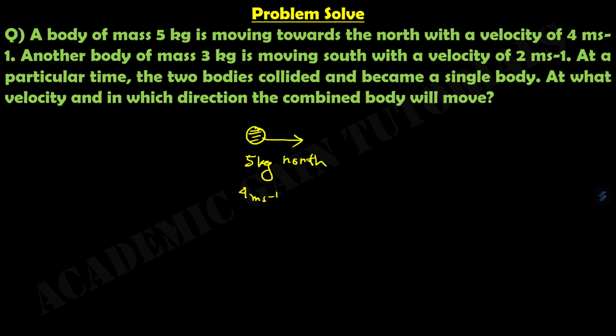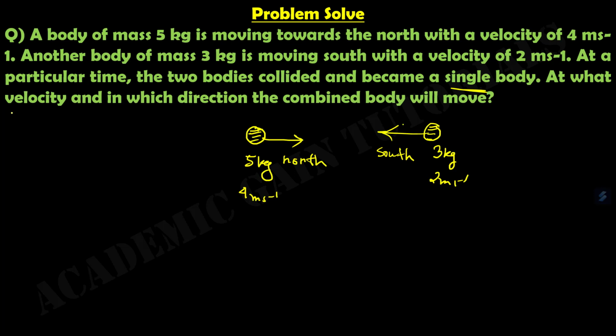So as this comes from north and another body is coming from south, suppose this is the south side, as north and south are opposites, so this is the south part and the mass of the body is 3 kg and the velocity is 2 meter per second. At a particular time the bodies collided and become a single body. At what velocity and in which direction will the combined body move?